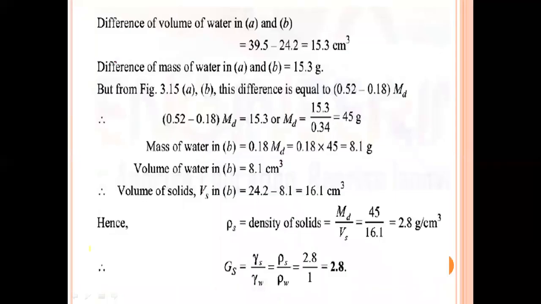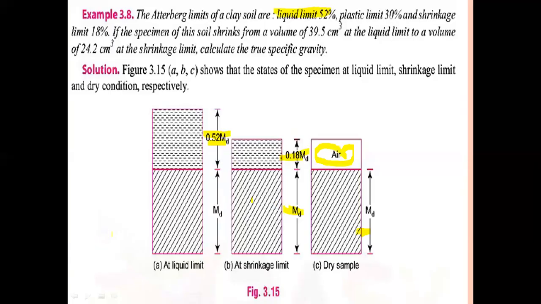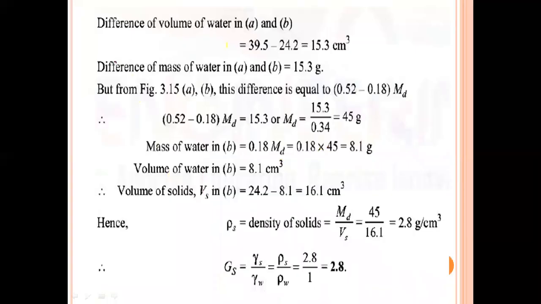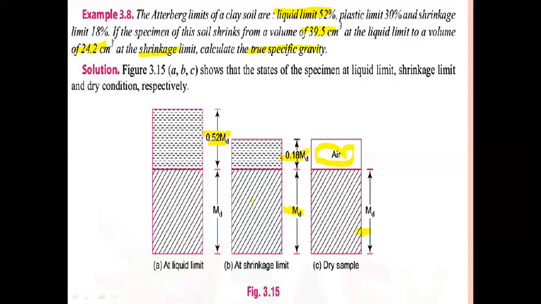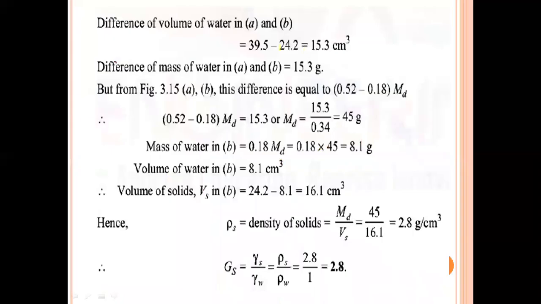So the difference of the volume of water in A and B: the soil shrinks from 39.5 at the liquid limit to a volume of 24.2 cubic centimeters. Here we calculate the shrinkage limit and true specific gravity. So the difference in volumes is 39.5 minus 24.2, that equals 15.3. The difference in mass of water is 15.3 grams.